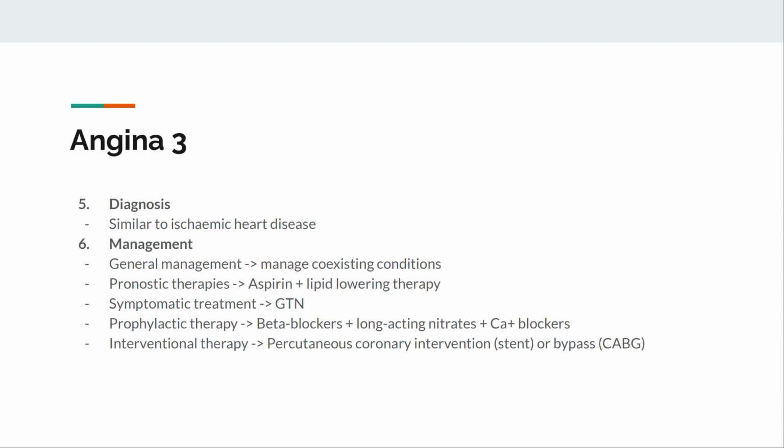You've got prognostic therapies. So this is, again, aspirin and lipid-lowering therapies. So this is going to improve the prognosis of angina. So it's going to mean you're going to get a better outcome. We've got your symptomatic treatment, which is GTN. So again, if a patient has severe angina, we're going to give them GTN to allow that vasodilation. You've got your prophylactic therapy, which again is beta blockers, calcium channel blockers, long-acting nitrates. And finally, your interventional therapy, so your surgery, which is going to be a stent or a bypass, which is going to be put in.